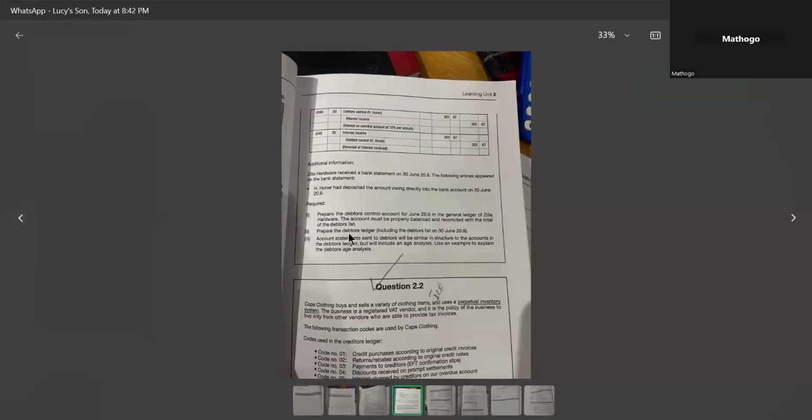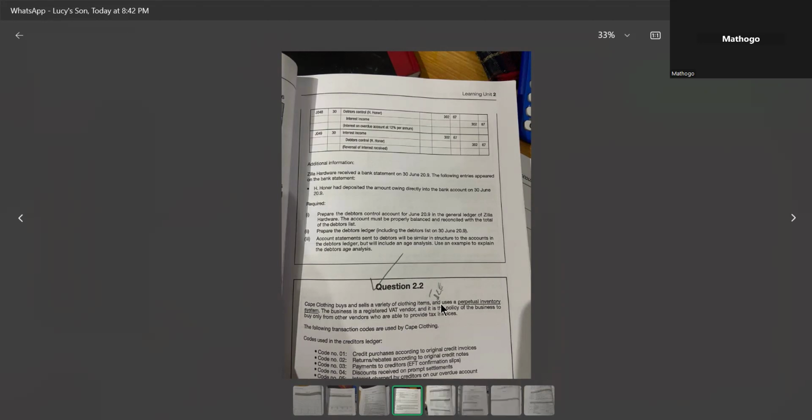There's another question where they say prepare the debtors ledger, including the debtors list on 30 June. But the first question was saying prepare the debtors control account for June in the general ledger of Zilla Hardware. The account must be properly balanced and reconciled with the total of the debtors list. But when they ask you to prepare the debtors ledger, including the debtors list, the debtors ledger here is not going to be the same as the first one. It will be different, but I'll show you. For now, I want us to address the first one because that's where your question of interest was, so I want to deal with that particular aspect.